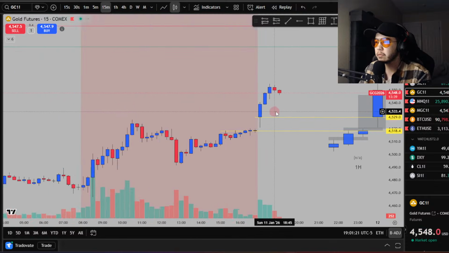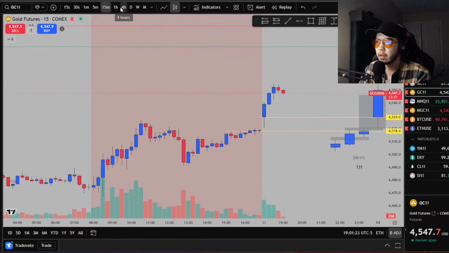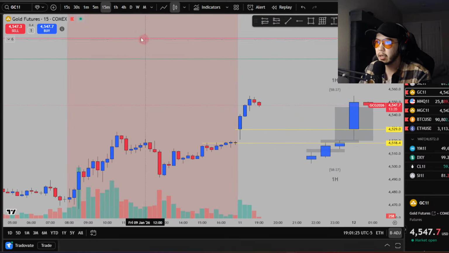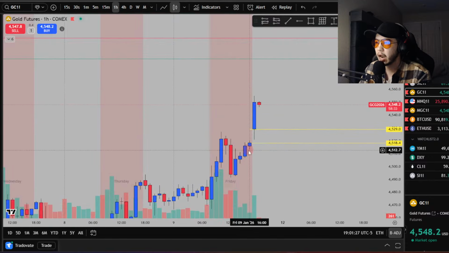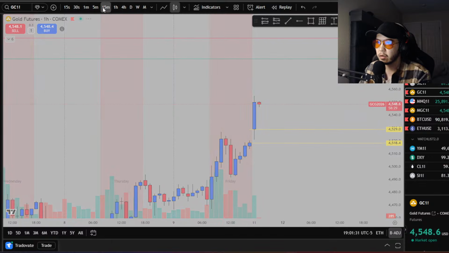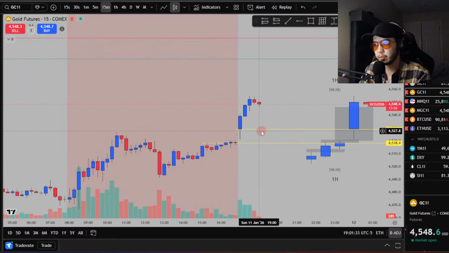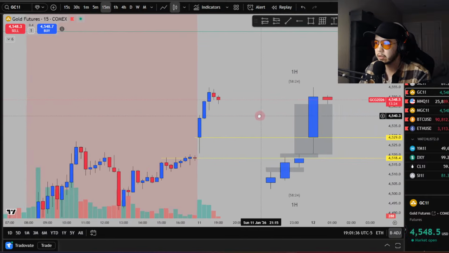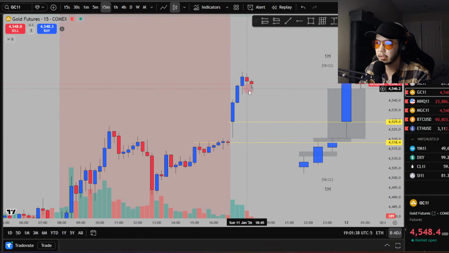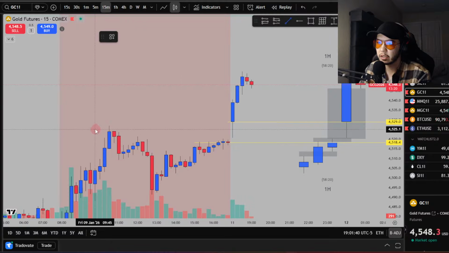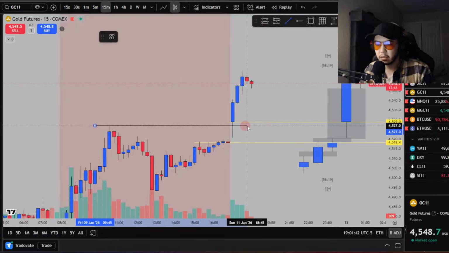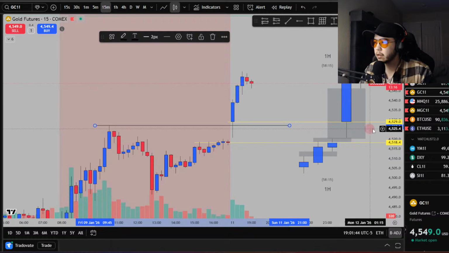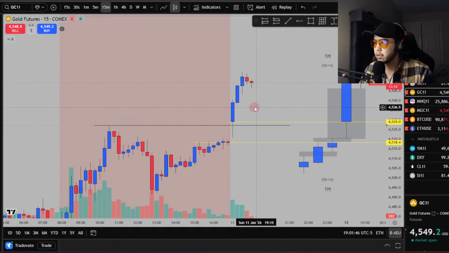Let's go to 15-minute. The reason why I use 15-minute is because if the hourly closes way too strong, I'm probably not going to have a deep retracement most often. So I'd rather just go to 15-minute and see if I can get any sort of entry. So this would be an area I would be interested in buying.